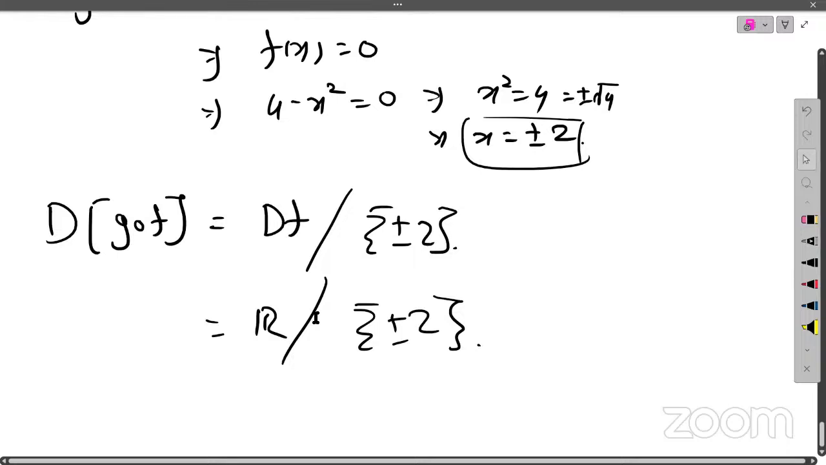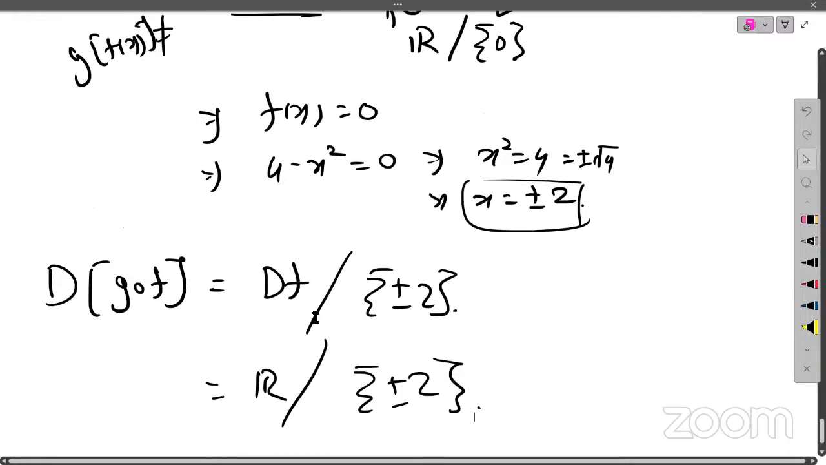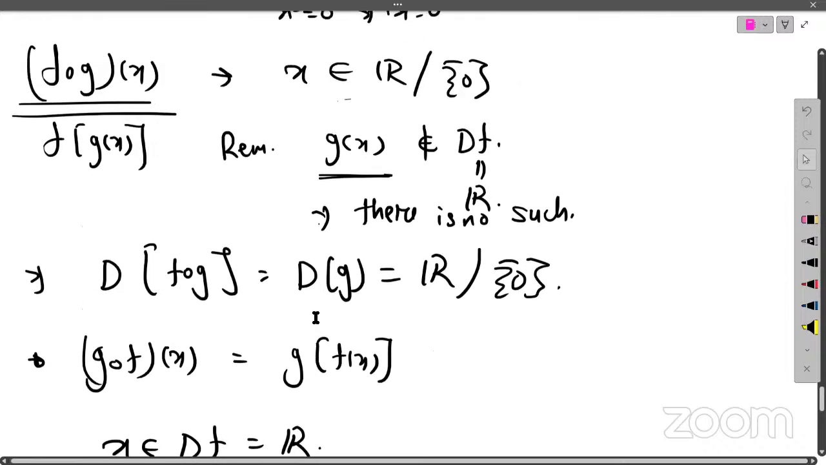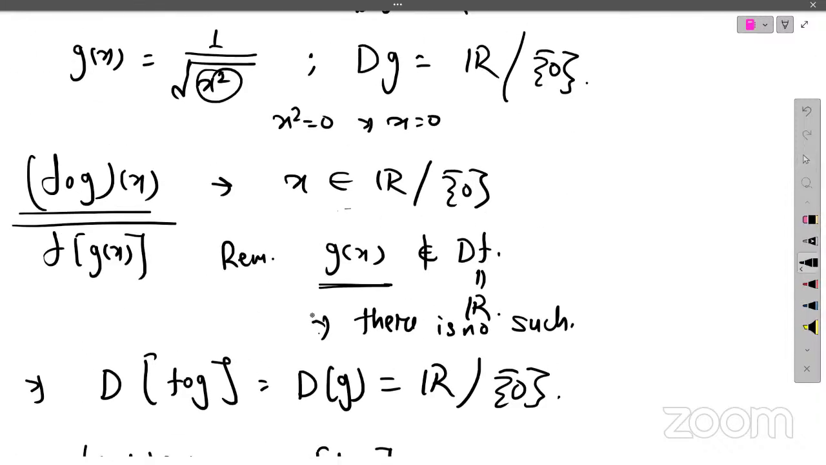Ma'am, will you explain f circle g, ma'am? Domain of f circle g again. Yeah, here. So for finding the domain of f composite g, first we want g of x to be well defined.